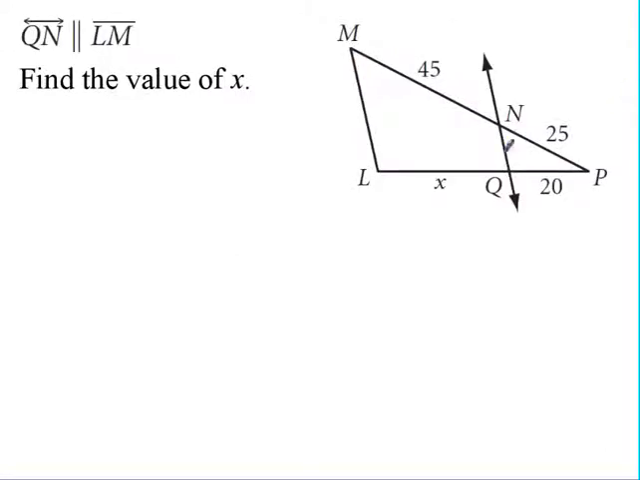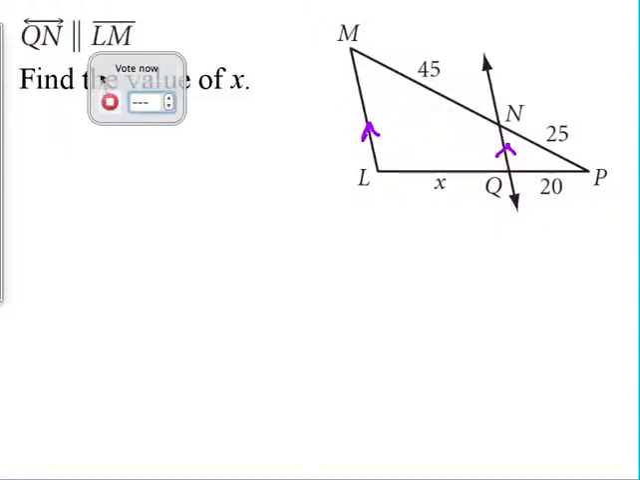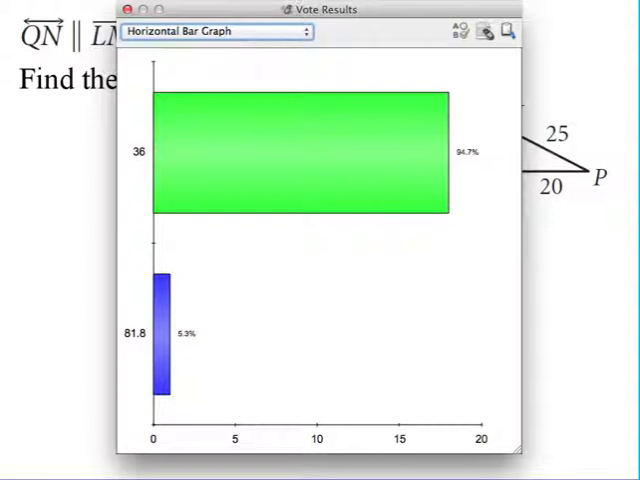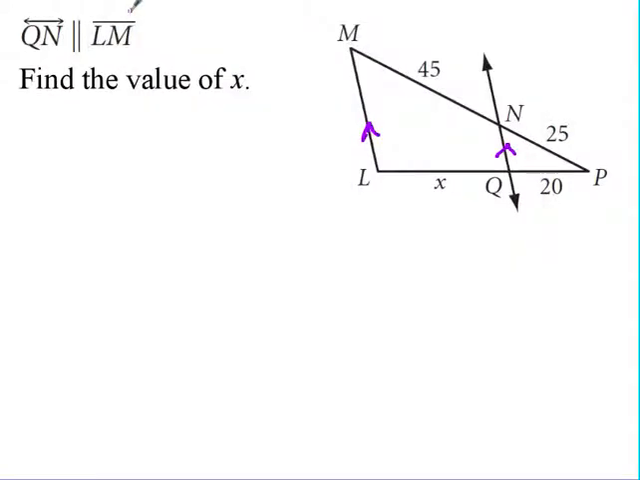Find the value of x. They tell you that these two lines are parallel. Let's go. Find the value of x. And the answer is 36. Nice job. Okay, once again, in this case you probably would have had to write a proportion.